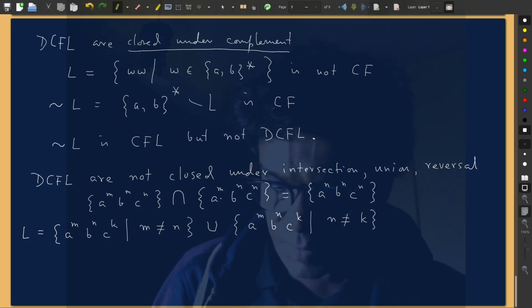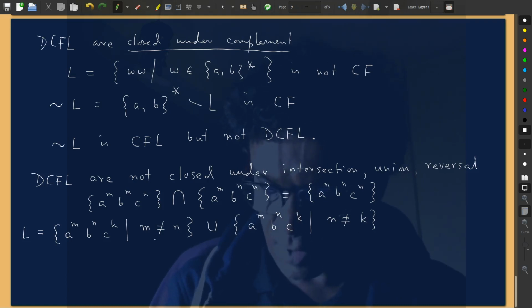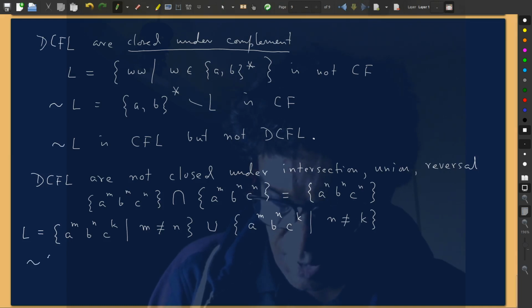Why? Because intuitively, first of all, you do not know whether you are going to check this condition or this condition. So that is the intuitive reason why this cannot be deterministic context free. You have to make one guess: I am going here or here. And in a situation when m is not equal to n and n is not equal to k, there are two ways of accepting this. So for a formal proof, let us consider this not L.